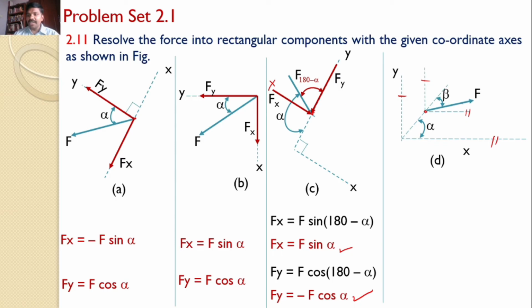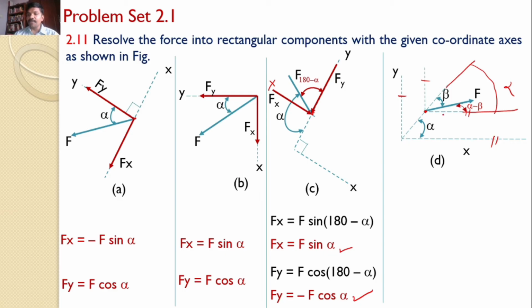Now as far as this point is concerned, the force F is divergent. So the components of the force must be divergent. One is along this one and another one is along this one. But what about the angles? Clearly you can see this line makes an angle alpha with the x-axis. Then what about the angle made by the force F with the x-axis? It must be alpha minus beta.